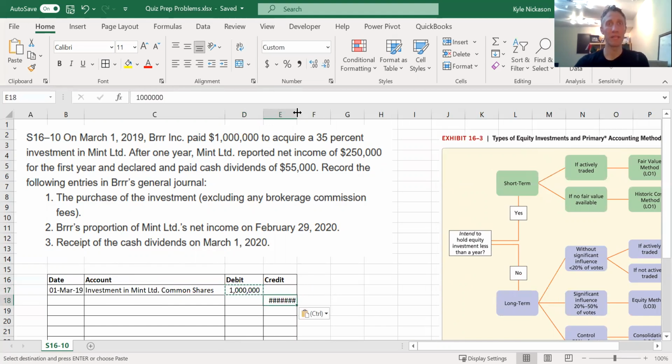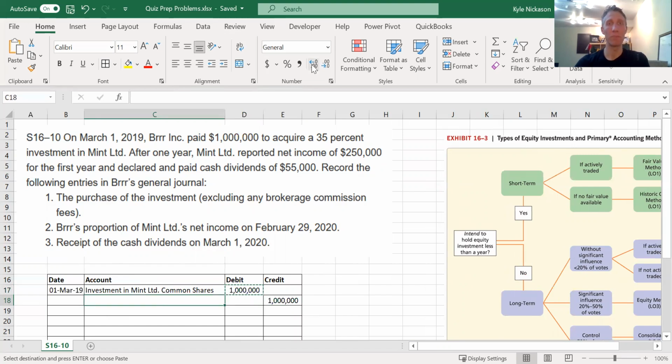So we've got our debit established here, and of course we paid for this. We paid $1 million, so cash needs to go down, and I decrease my asset with a credit. So we have a debit to an asset account and a credit to an asset account. So on acquisition of this investment, overall assets are unchanged.